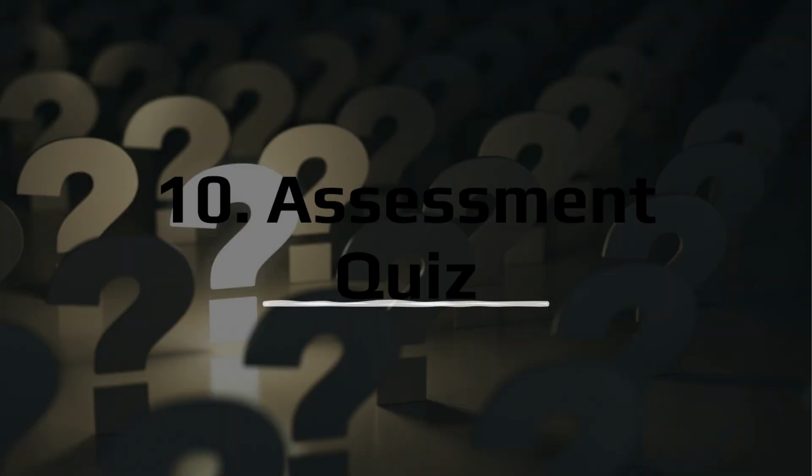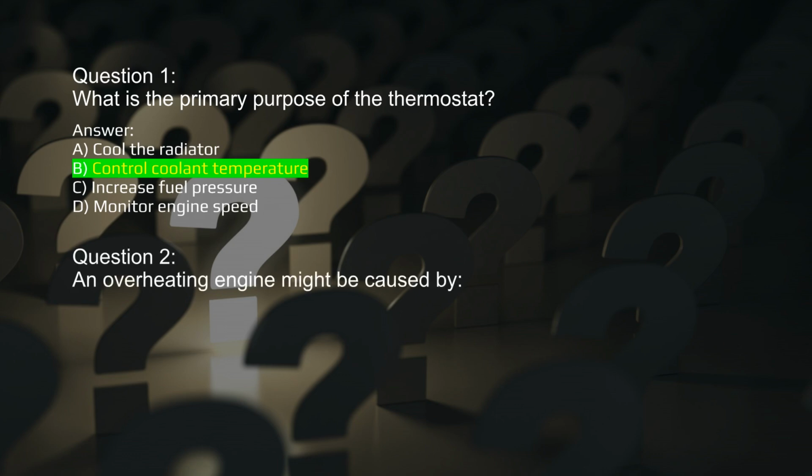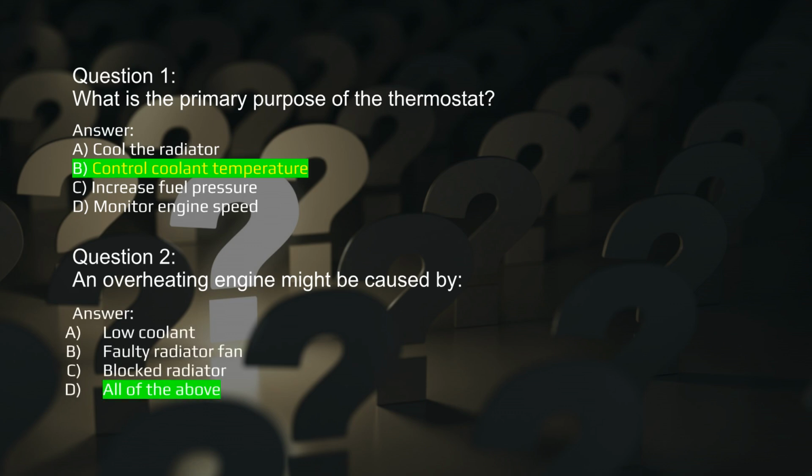Now that we have covered the fundamentals, let's move on to an assessment quiz to test your knowledge of cooling system maintenance. Question 1. What is the primary purpose of the thermostat? The answer is B, to control coolant temperature. Question 2. What might cause an engine to overheat? The answer is D, all of the above. Low coolant, a faulty fan, or a blocked radiator.